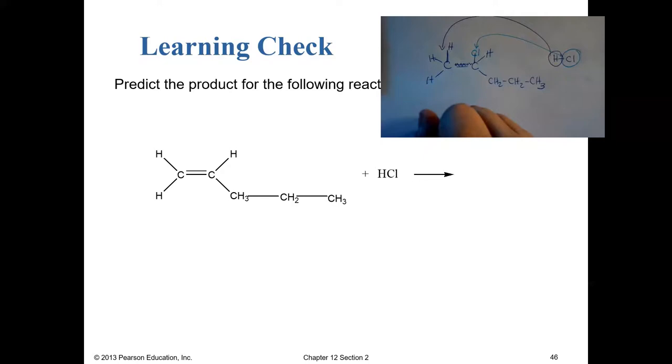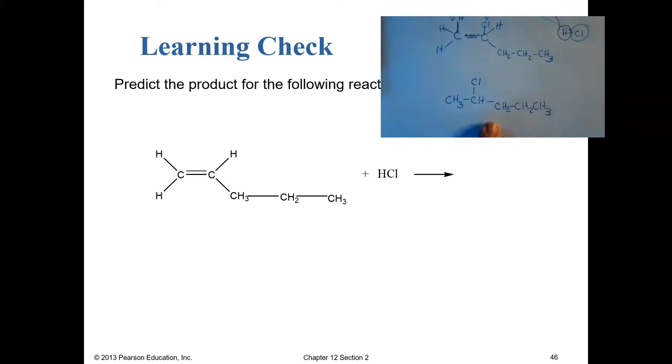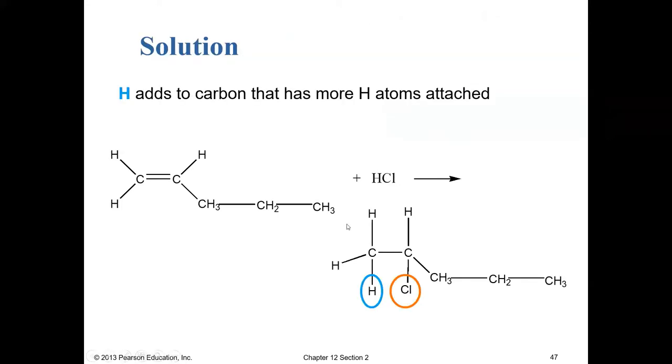So then when you're redrawing it, here this becomes a CH3. This will become that CH. We'll still have that CH2, CH2, CH3 group. But now here would be the Cl. Okay, so it does matter. It has to go to the side, okay, with the most hydrogens attached to it as you're going through.